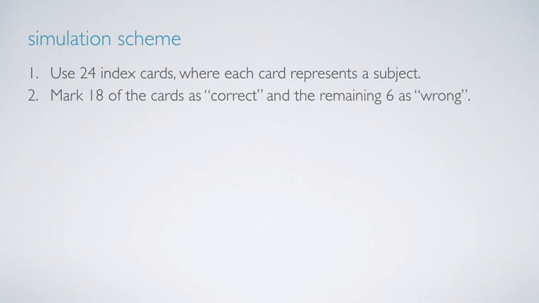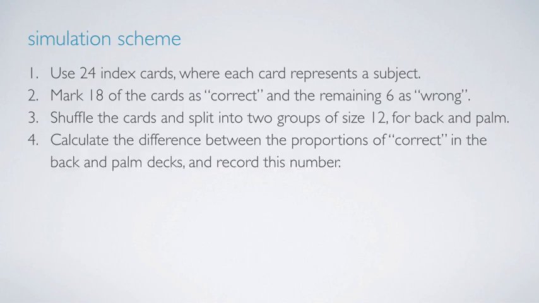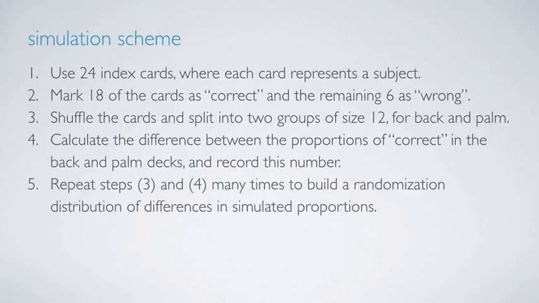So how do we set up our simulation? We have 24 trials, so we can use 24 index cards, where each card represents a subject or a guess at least. We mark 18 of the cards as correct and the remaining 6 as wrong. Remember, this is what had happened in our actual experiment. We shuffle the cards and split them into two groups of size 12 for back of the hand and palm of the hand. Then we calculate the difference between the proportions of quote-unquote correct in the back and palm decks and record this number.